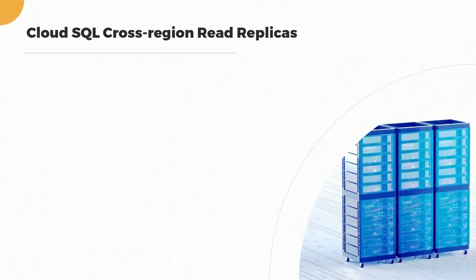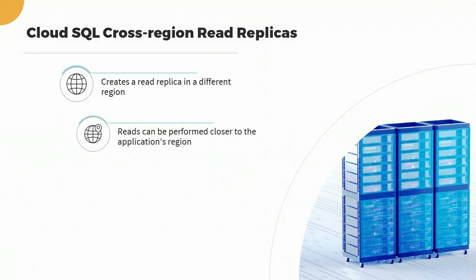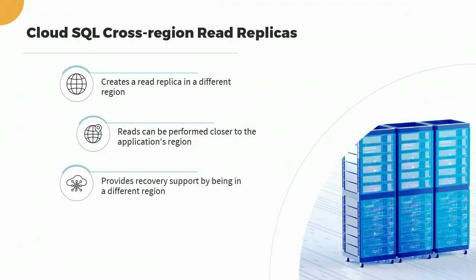So, Cloud SQL cross-region read replicas: this is so that we can create a read replica in a different region from the primary instance. This cross-region read replica is just the same as an in-region replica, except it's in a completely different region than the primary instance. Reads can be performed closer to the application's region, which means we're going to get less latency. It also provides recovery support by being in a different region.